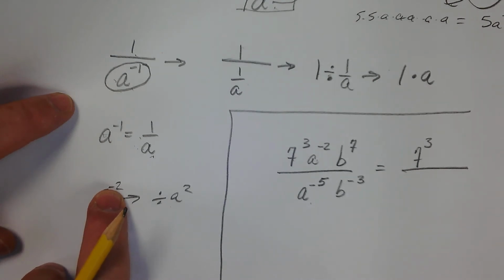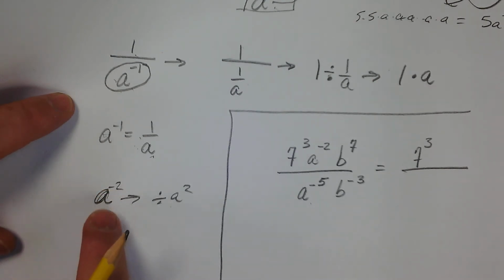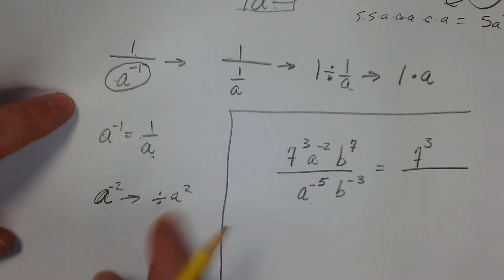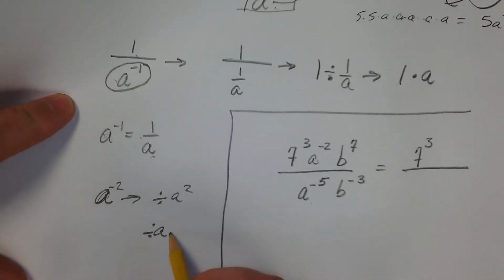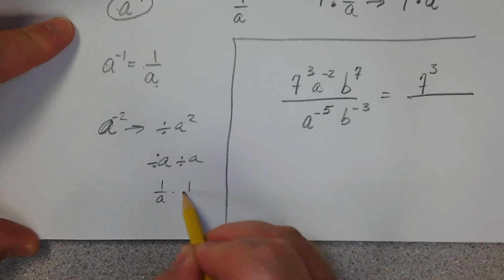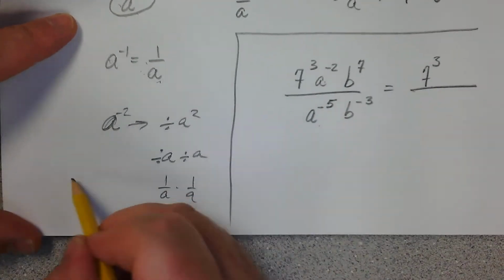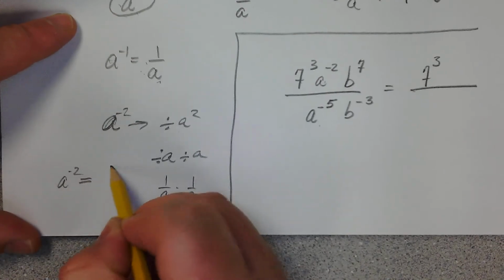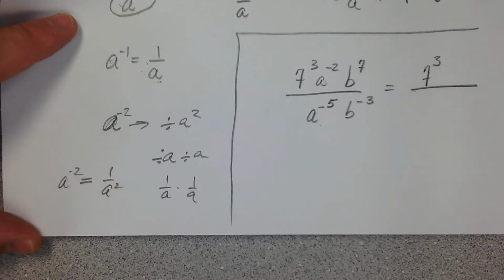The power of negative 2 means division by the base twice. It means this. Do you see? And the way we divide is we multiply by the reciprocal. So a to the power of negative 2 equals 1 over a squared. Those are exactly the same thing.